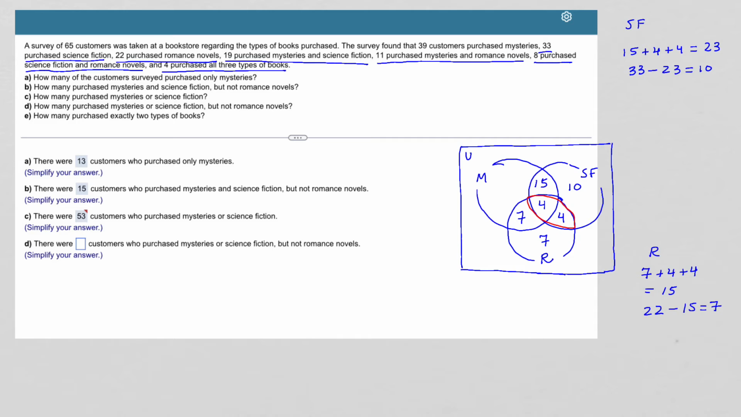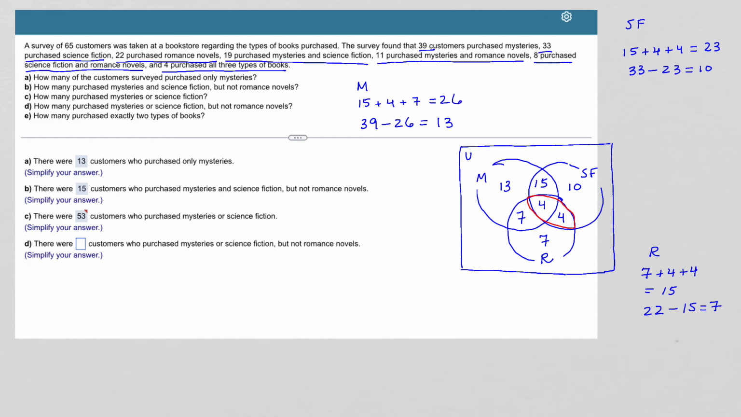And then mysteries, we already have 15 plus 4 plus 7, and that's 26. But there were 39 who purchased mysteries, so we subtract the 26 we've already counted from the 39, and that gives me 13.